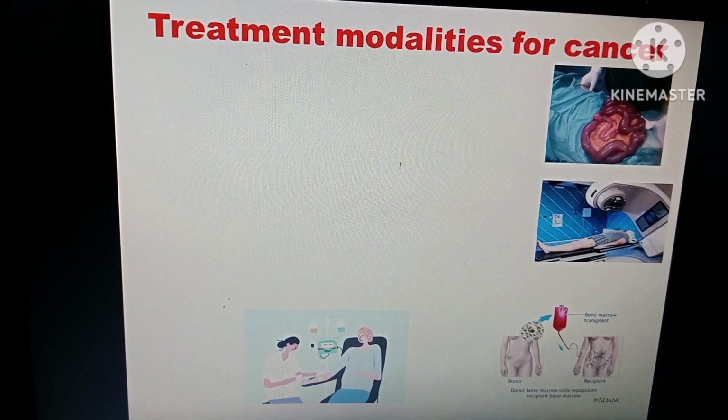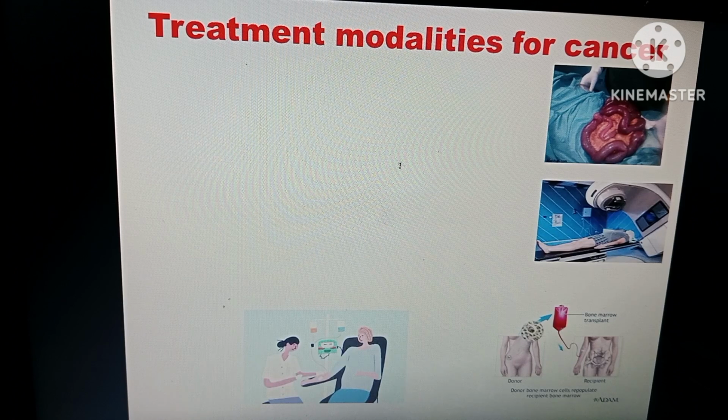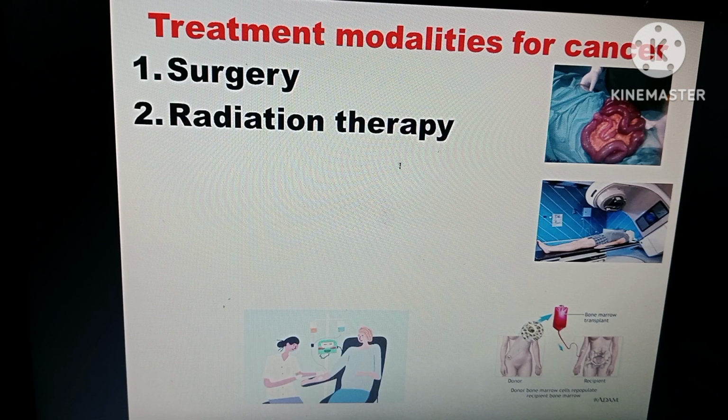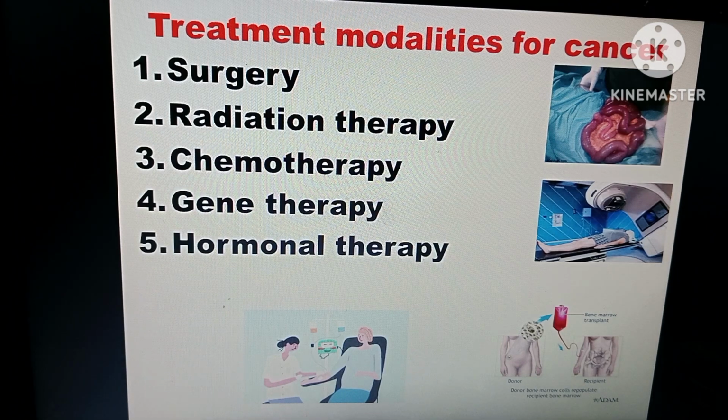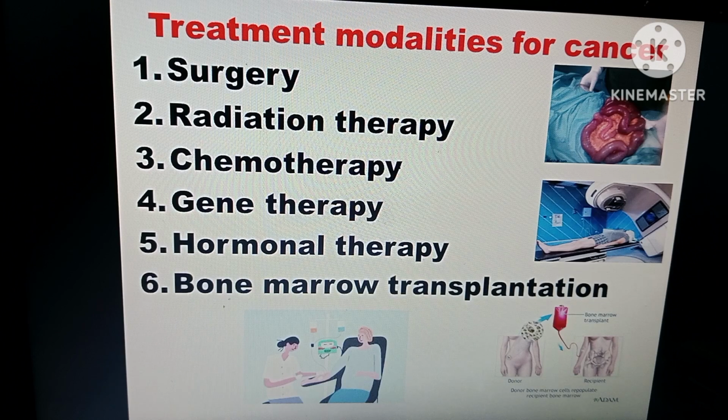Hello student, today we will discuss the last part of oncology nursing, that is very important: treatment modalities for cancer. There are various treatment modalities: surgery, radiation therapy, chemotherapy, gene therapy, hormonal therapy and bone marrow transplantation. Let me see one by one.